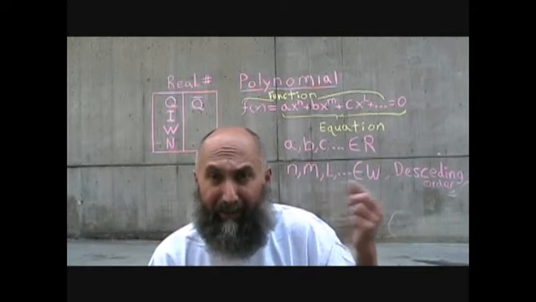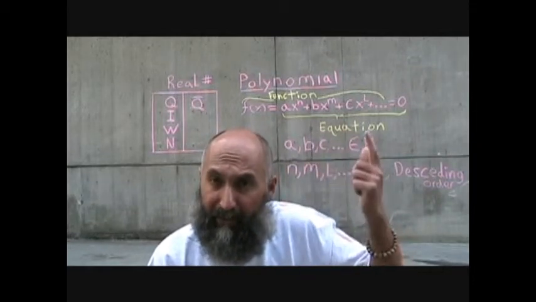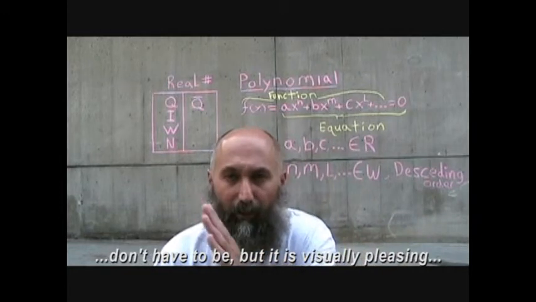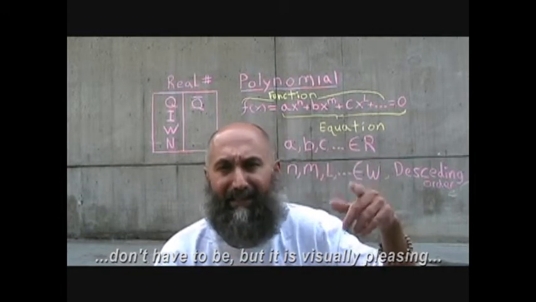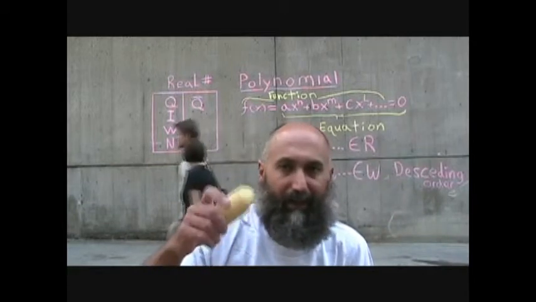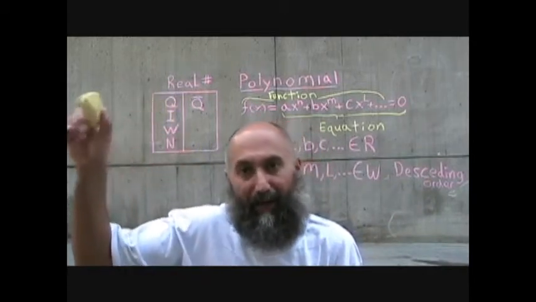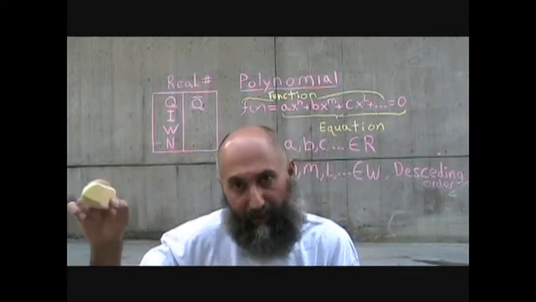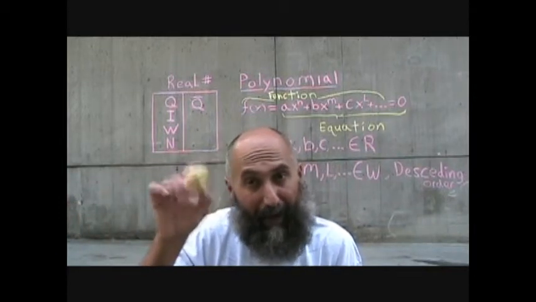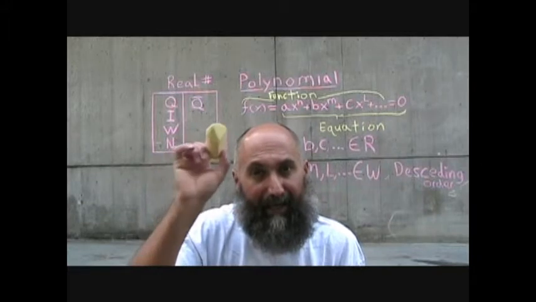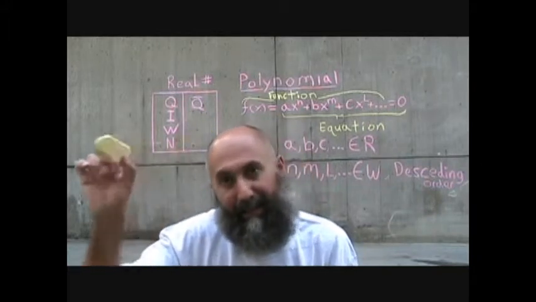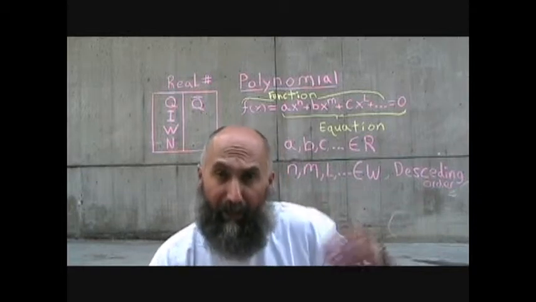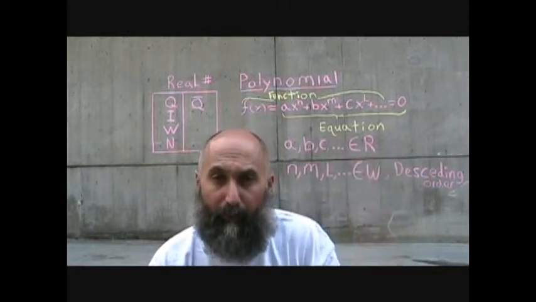Now, the other criterion for the exponents is they have to be put in descending order. So if you had f of x equal to x to the power of 5 plus x to the power of 6, you have to bring the x to the power of 6 first, and then x to the power of 5. So whatever power is on the x, the highest power goes first, and then descending powers. Okay? And those are considered to be polynomial functions.